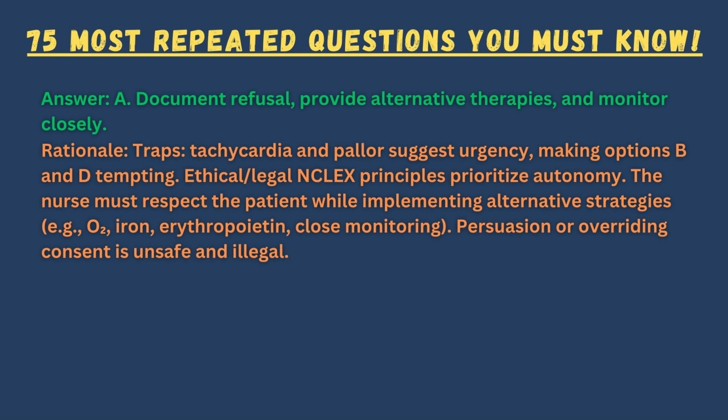Rationale, traps. Tachycardia and pallor suggest urgency, making options B and D tempting. Ethical/legal NCLEX principles prioritize autonomy. The nurse must respect the patient while implementing alternative strategies, e.g., O2, iron, erythropoietin, close monitoring. Persuasion or overriding consent is unsafe and illegal.